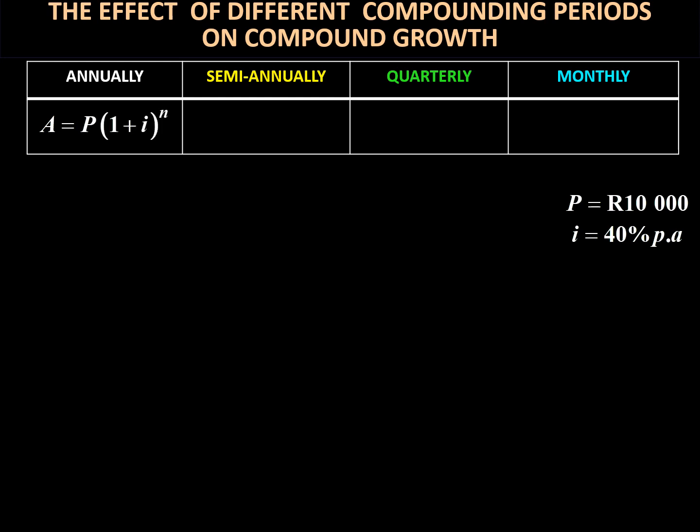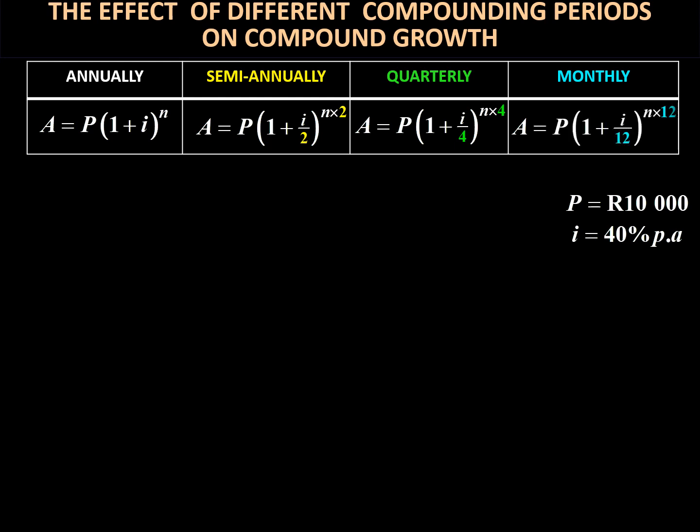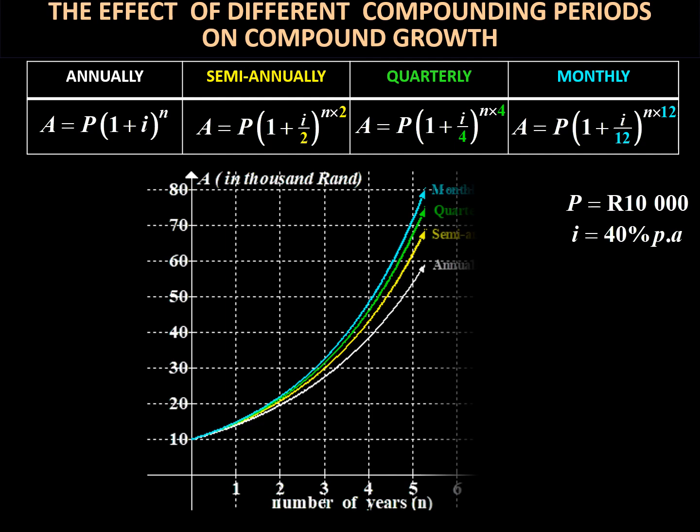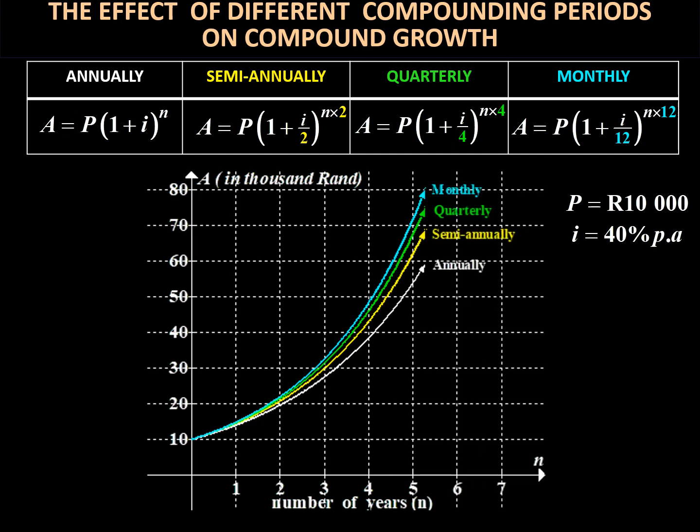So that will be the formula to use for annually. Semi-annually, there are 2 periods in a year, so we divide i by 2 and multiply n by 2. Quarterly, there are 4 quarters, so we divide by 4 and multiply n by 4. Monthly, that will be divide by 12 and multiply by 12. Let's have a graphical comparison. If we plot that, that is the graph we get.